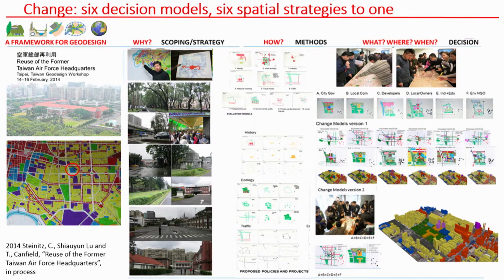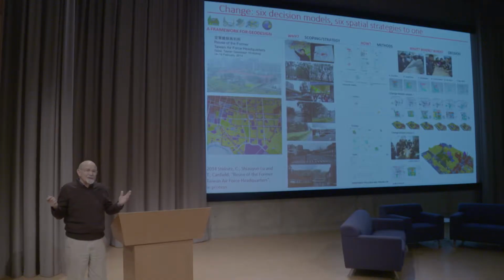But eventually they were encoded for City Engine. And we had the Esri Taiwan City Engine team working with us. And they each made a model of the designs. And there was a process of consolidation and negotiation. And that was the negotiated solution for the group of students who were representing city government, local government developers, local owners of property, industry and education, and environmental NGOs, who didn't agree at the beginning.